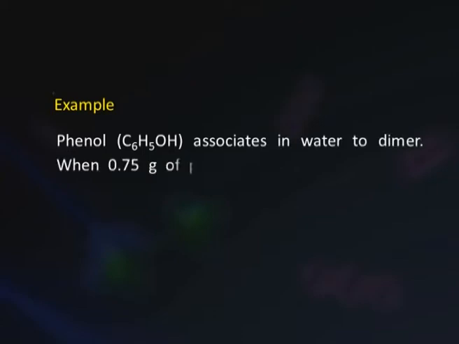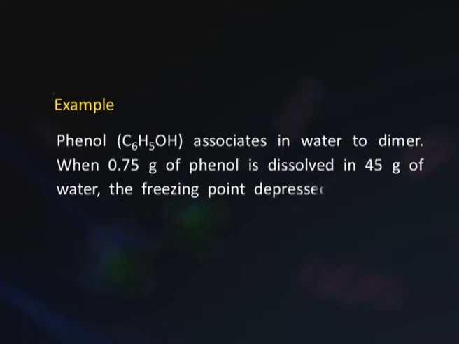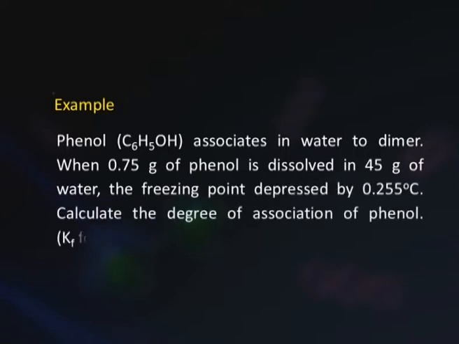depression. Phenol, that is C6H5OH, associates in water to dimer. When 0.75 grams of phenol is dissolved in 45 grams of water, the freezing point depressed by 0.255 degrees Celsius. Calculate the degree of association of phenol. Kf, that is molar depression constant for water, is 1.86 Kelvin kg per mole.